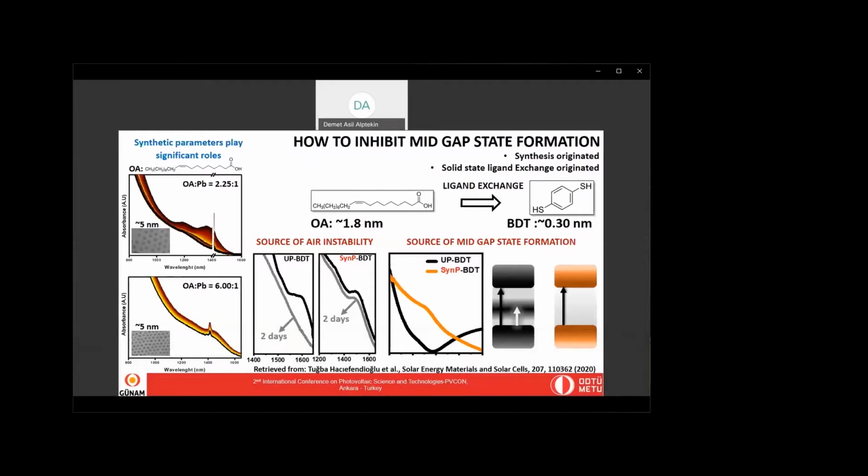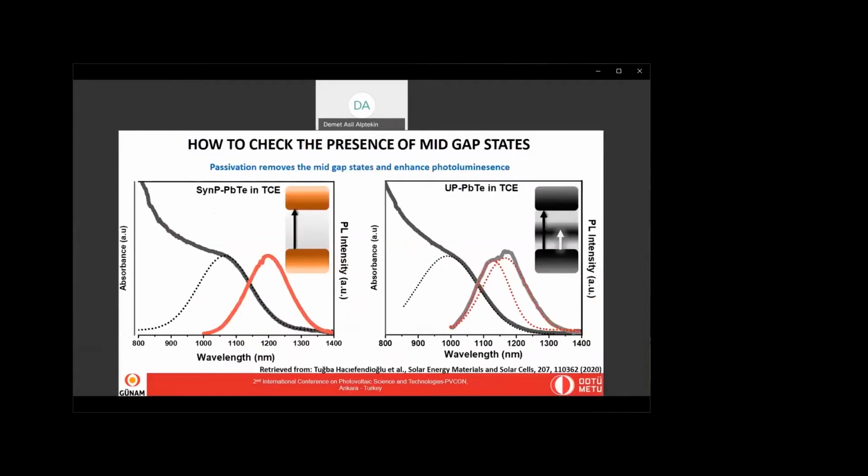We can also see that effect from photoluminescence studies. Synthetically passivated lead sulfide quantum dots in solution have featureless photoluminescence and absorbance spectra, as you can see. Whereas unpassivated quantum dots have some shoulder in their photoluminescence spectra, which corresponds to mid-gap states.